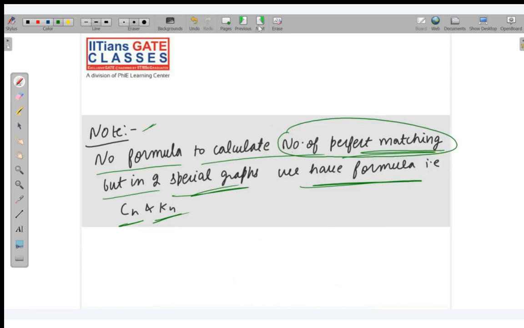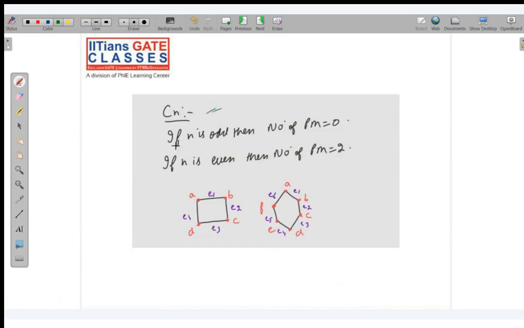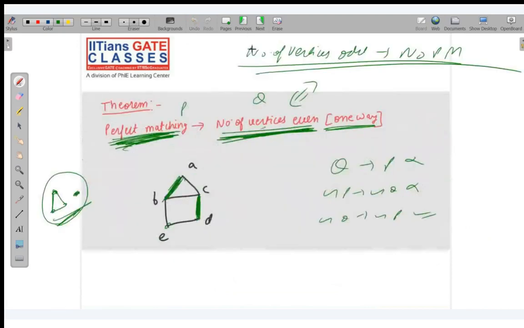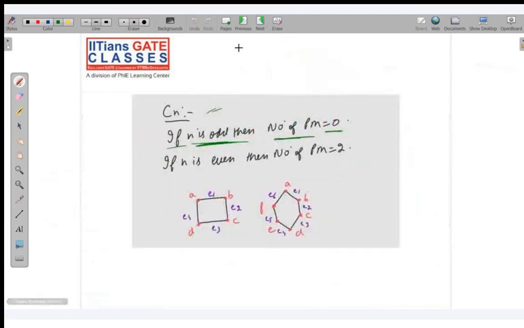Okay. So for Cn, if n is odd, then the number of perfect matchings is 0. Obviously, when n is odd, no perfect matching. I have told you, see this: if the number of vertices is odd, then no perfect matching. So if we have a cycle graph, for example C5, there will be no perfect matching. C3 you take, no perfect matching, and so on.